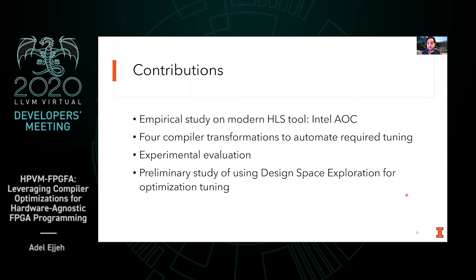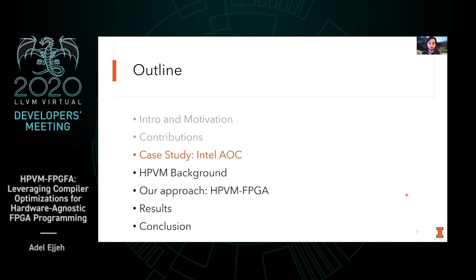In this talk, I'll be presenting our main contributions, which are four. An empirical study showing the shortcomings of a modern HLS tool, the Intel FPGA OpenCL compiler, or AOC. Four compiler optimizations to automate some of the required tuning, an experimental evaluation of these four optimizations, and a preliminary study of using design space exploration for tuning the optimizations automatically.